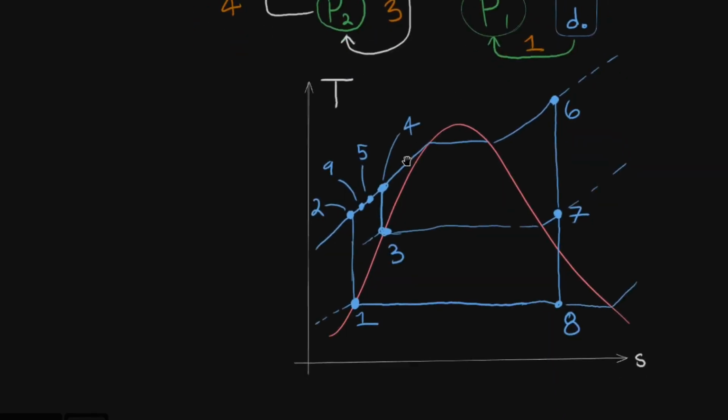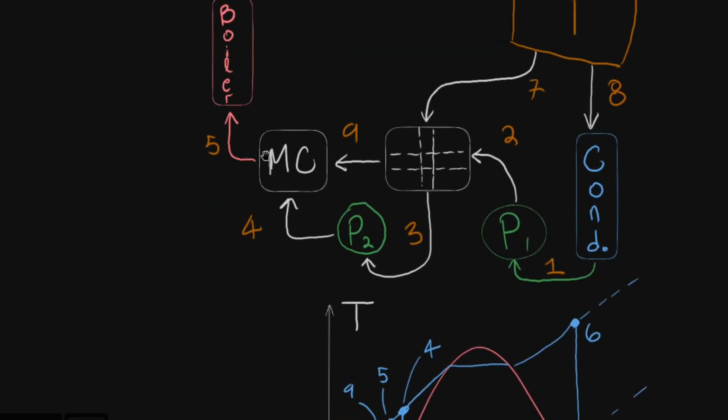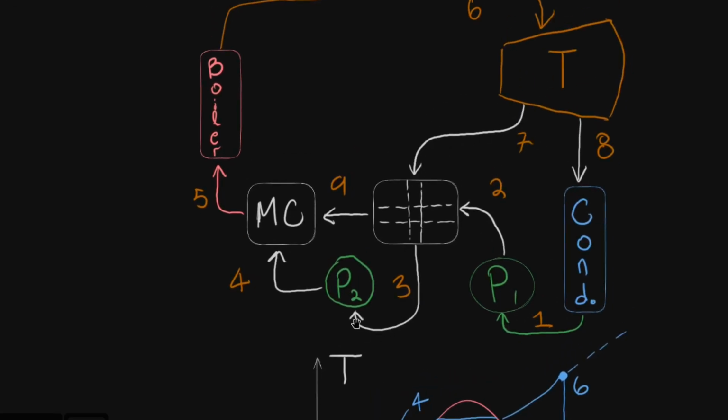4 here, and then it's going to get cooled down to state 5 as it gives some heat to the feed line. This right here is called the bleed line, and then the one that goes down to the condenser is called the feed, or the feed water.